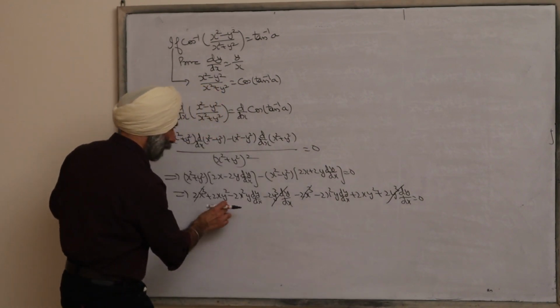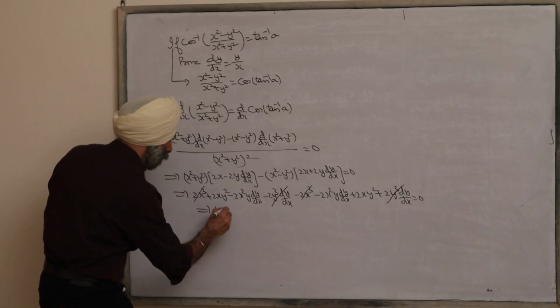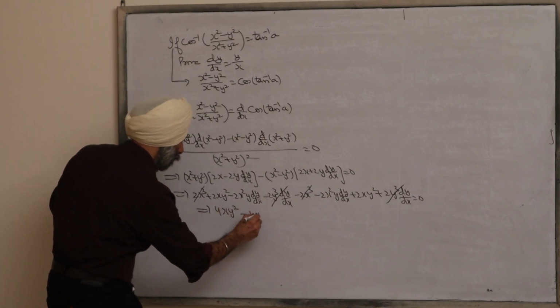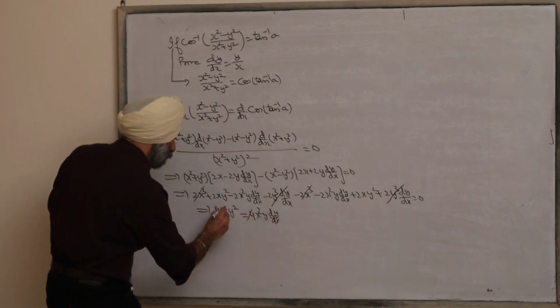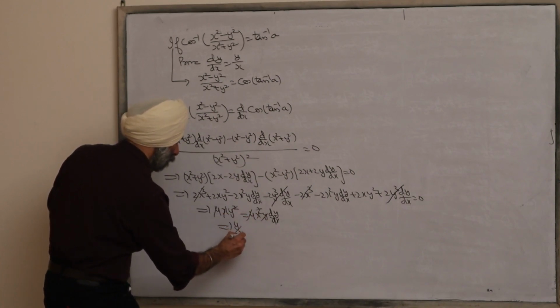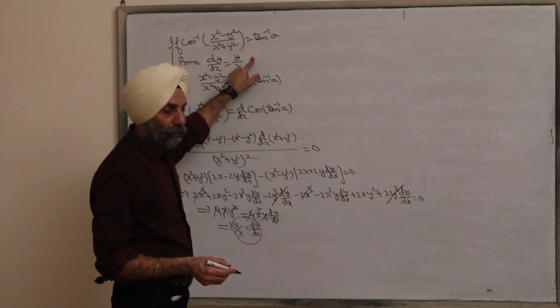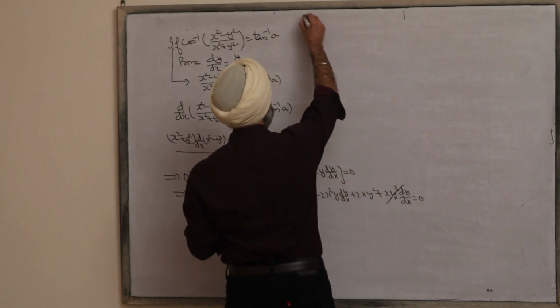Now 2xy² plus 2xy² implies 4xy² is equal to 4x²y dy/dx. This cancels, this cancels, this cancels. So this implies that y/x is equal to dy/dx, which was the required answer here.